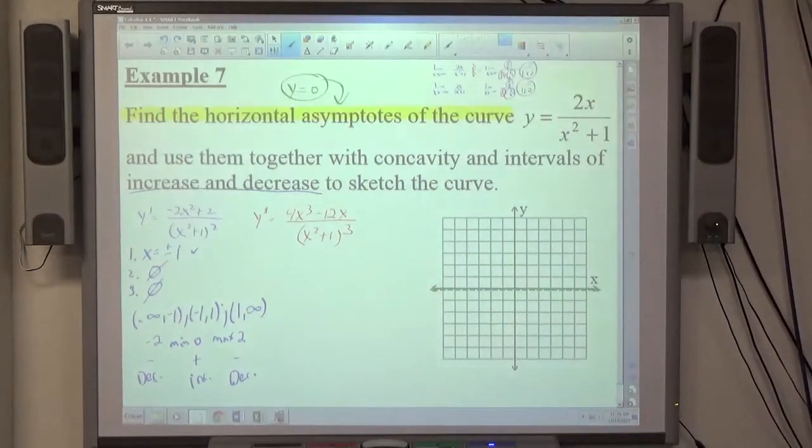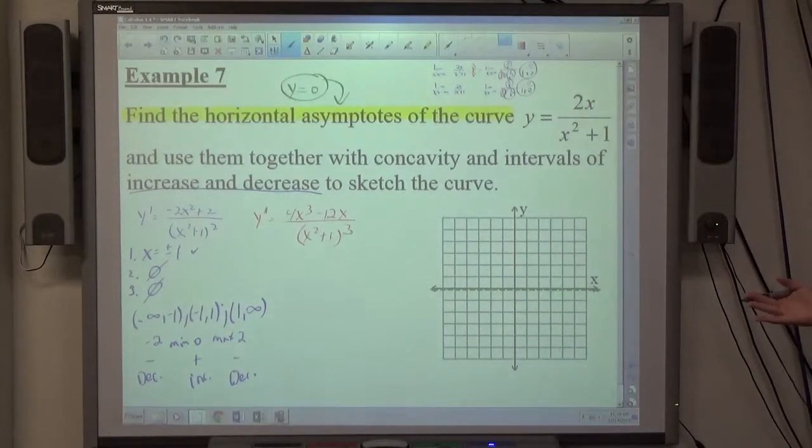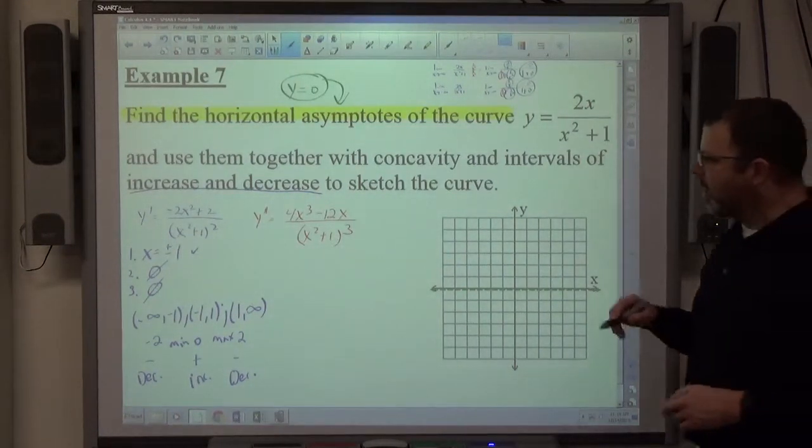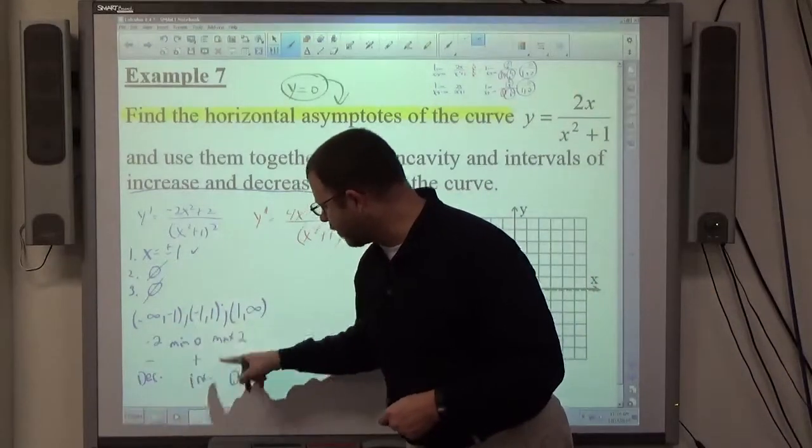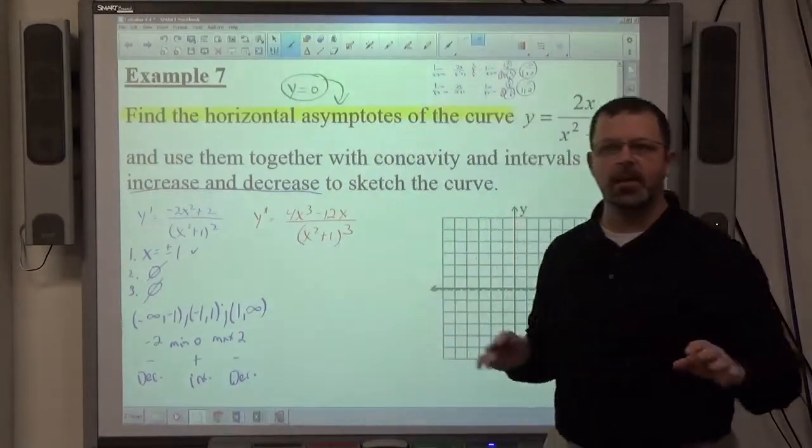So just like that, I've got some specific values of x that are important for me. If I want to make an xy chart at this point, I can do that. We'll do that in a minute. All right, that's everything I need from the first derivative. I've got my decreasing, increasing intervals. I've got my min and max. Everything I need to know is there.